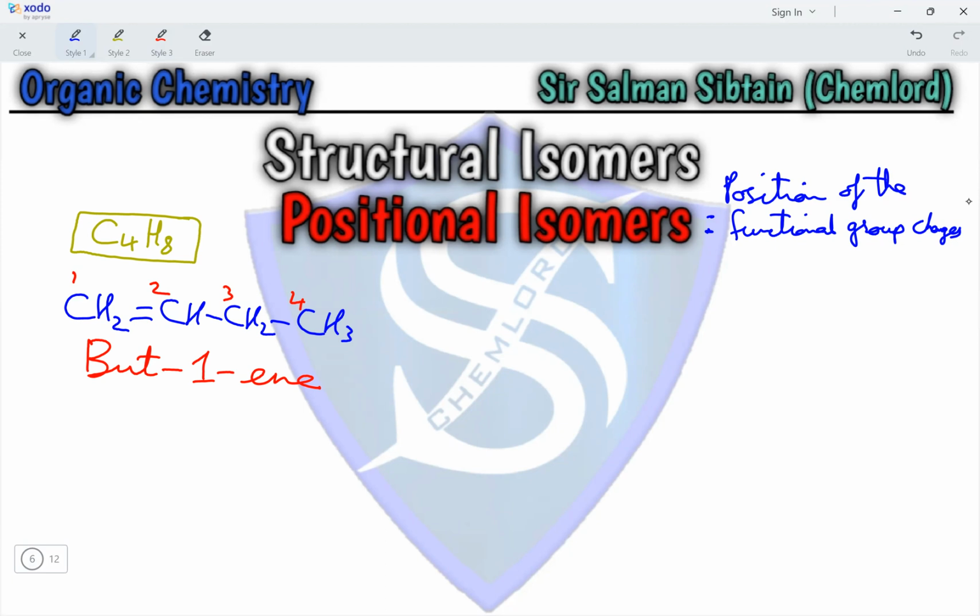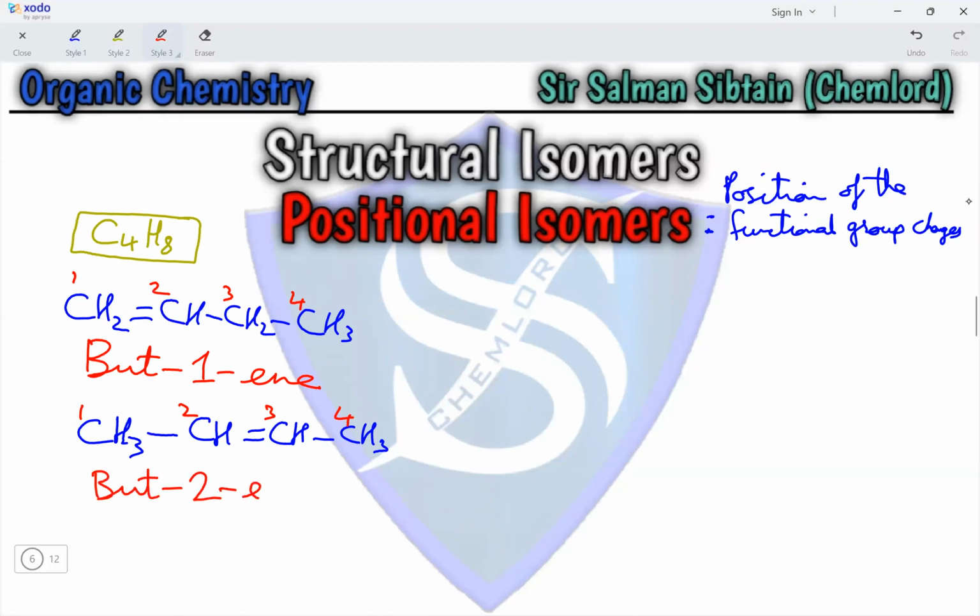Now, a positional isomer has a change in the position of the functional group. The functional group here is the double bond. So we have CH3, CH, double bonded to CH, single bonded to CH3. Now the position of the double bond has changed. So the numbering begins from left to right, 1, 2, 3, and 4. As we can see, the second and the third carbon atoms have a double bond between them. So the name of this compound becomes but-2-ene.